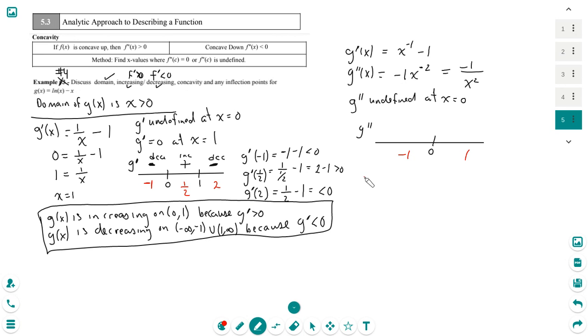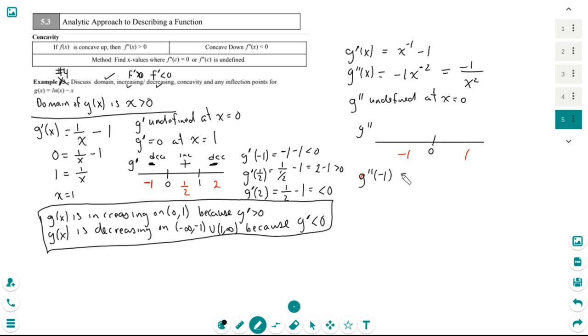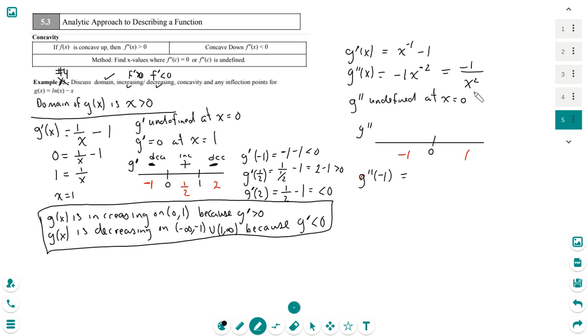All right, so g double prime at negative 1 would be negative 1 in the numerator, so that's negative 1, and then we're squaring my input. Negative 1 squared would be positive 1, and that ratio is negative. Now I test g double prime at 1. That would again be negative 1 in the numerator over 1 squared, which is 1, and so this is negative again. So in both of these regions, it's negative.